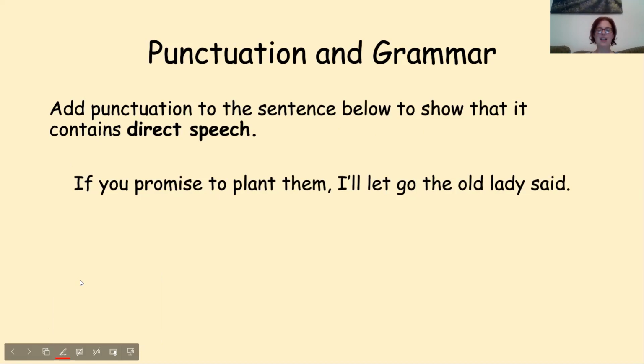Okay, here we go. So again, we've got the start of the speech here. "If you promise to plant them, I'll let go," the old lady said. Well, she's not going to say "the old lady said". So we're going to put our inverted commas here. "If you promise to plant them, I'll let go." Now it says "said" here. She's not shouting. We don't need an exclamation mark. Is she asking a question? No, she isn't. So we need a comma. And again, it goes right next to this word and the inverted commas are after it. Okay.